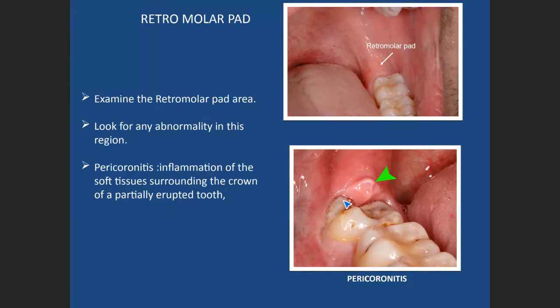So how do you treat it? Either you just clean this area and do irrigation, automatically this inflammation will subside, or you have to remove the soft tissue covering around the tooth. This is known as operculectomy. So you can either remove it or just clean this area. Okay, depending on if the condition is occurring again and again, you can just remove this area so that the tooth will come out.